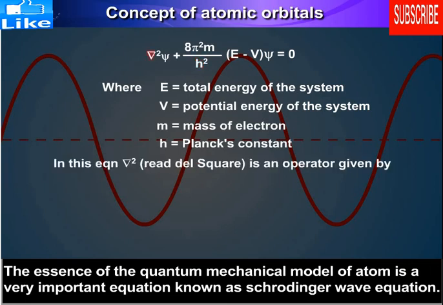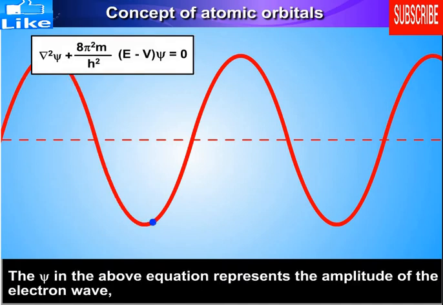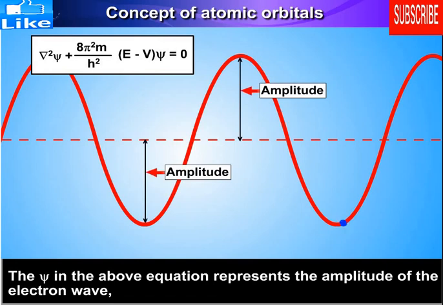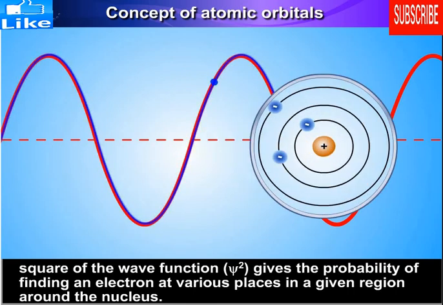In this equation, del square is an operator given by del square equals d square upon dx square plus d square upon dy square plus d square upon dz square. Here, psi is a mathematical function known as wave function. The psi in the above equation represents the amplitude of the electron wave. Square of the wave function, psi square, gives the probability of finding an electron at various places in a given region around the nucleus.